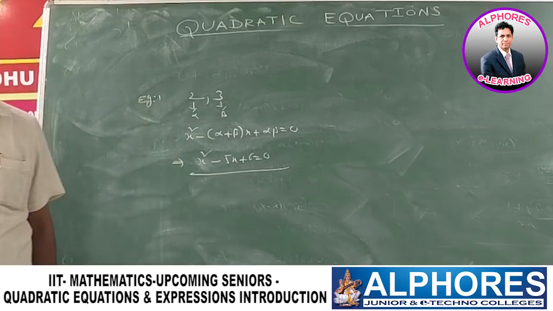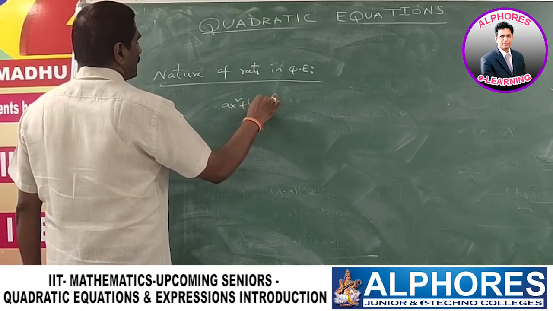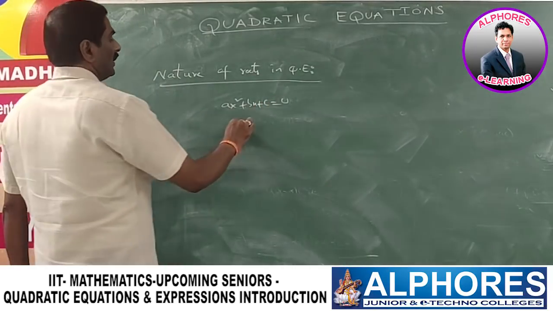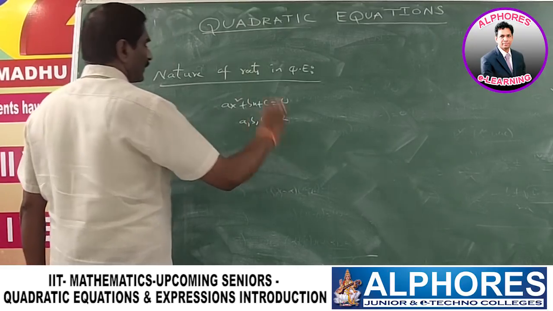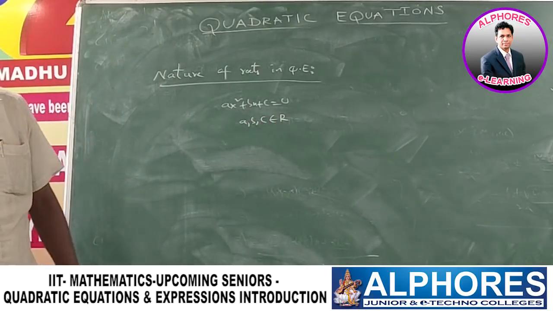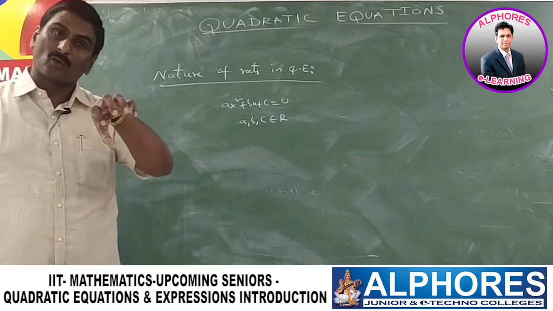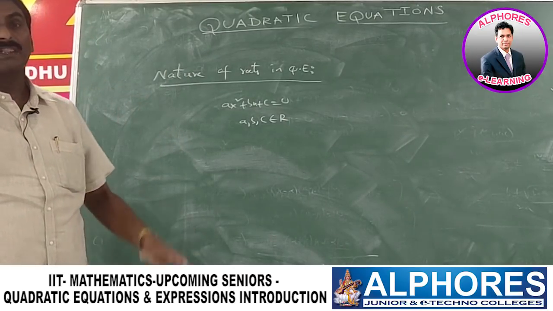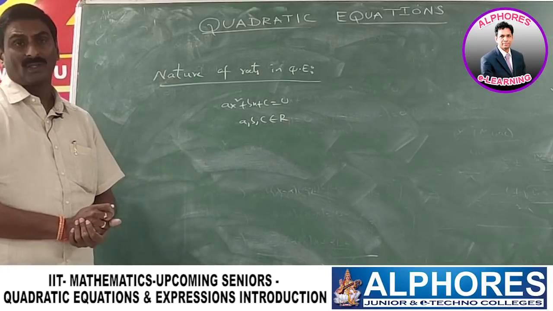Let ax square plus bx plus c is equal to 0 be a quadratic equation where a, b, c are real numbers. Then what is the nature of the roots? Without finding the roots, we find the nature of the roots. First, case 1.